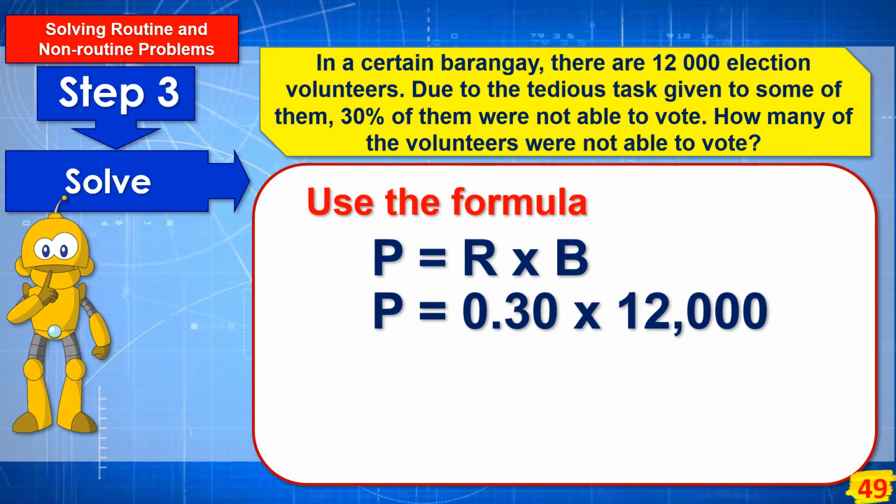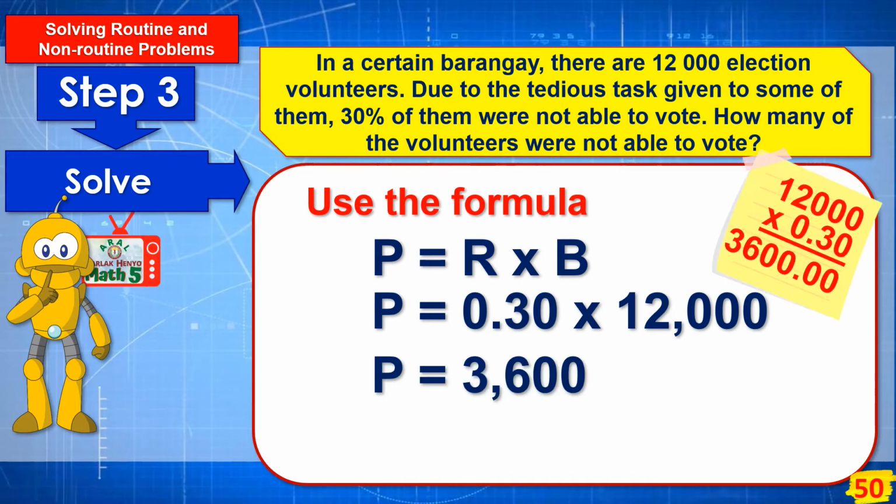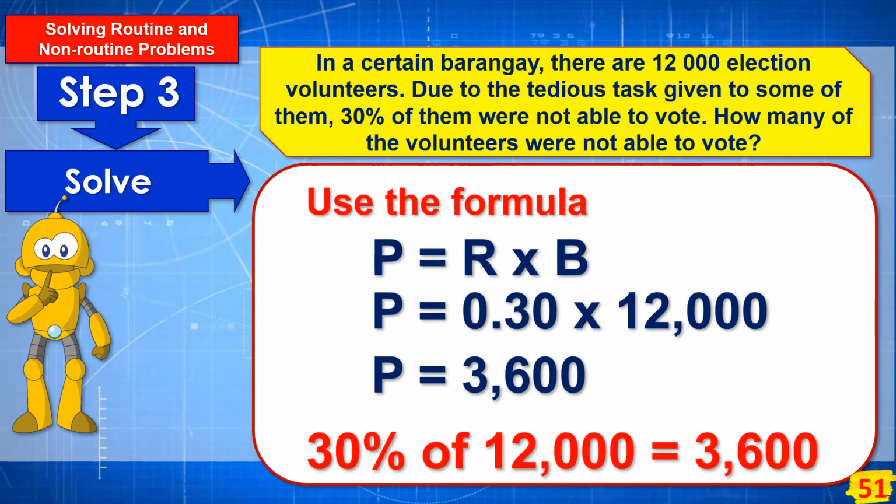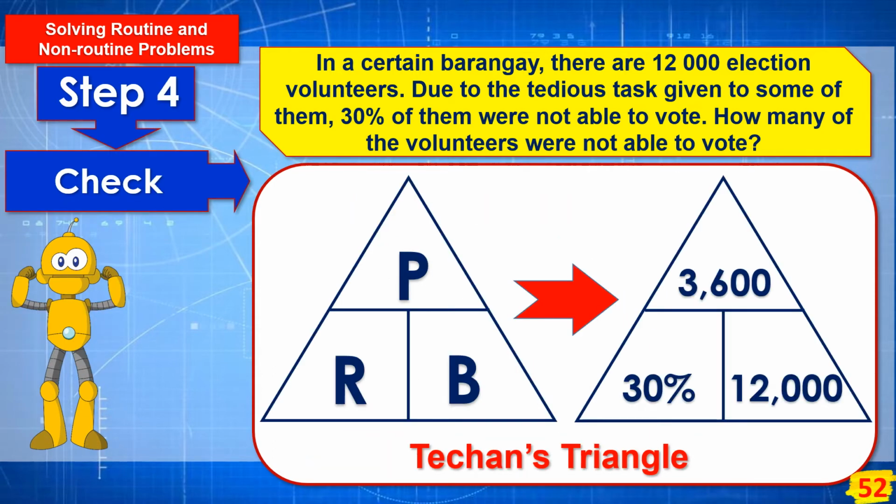Multiply 0.30 by 12,000. The product will be 3,600. P is now equal to 3,600. Therefore, 30% of 12,000 is 3,600. Are we done? Not yet. Step number 4, to check if your answer is correct. Using Tetchen's triangle, plug in all the values, then verify if the values correspond to each other.